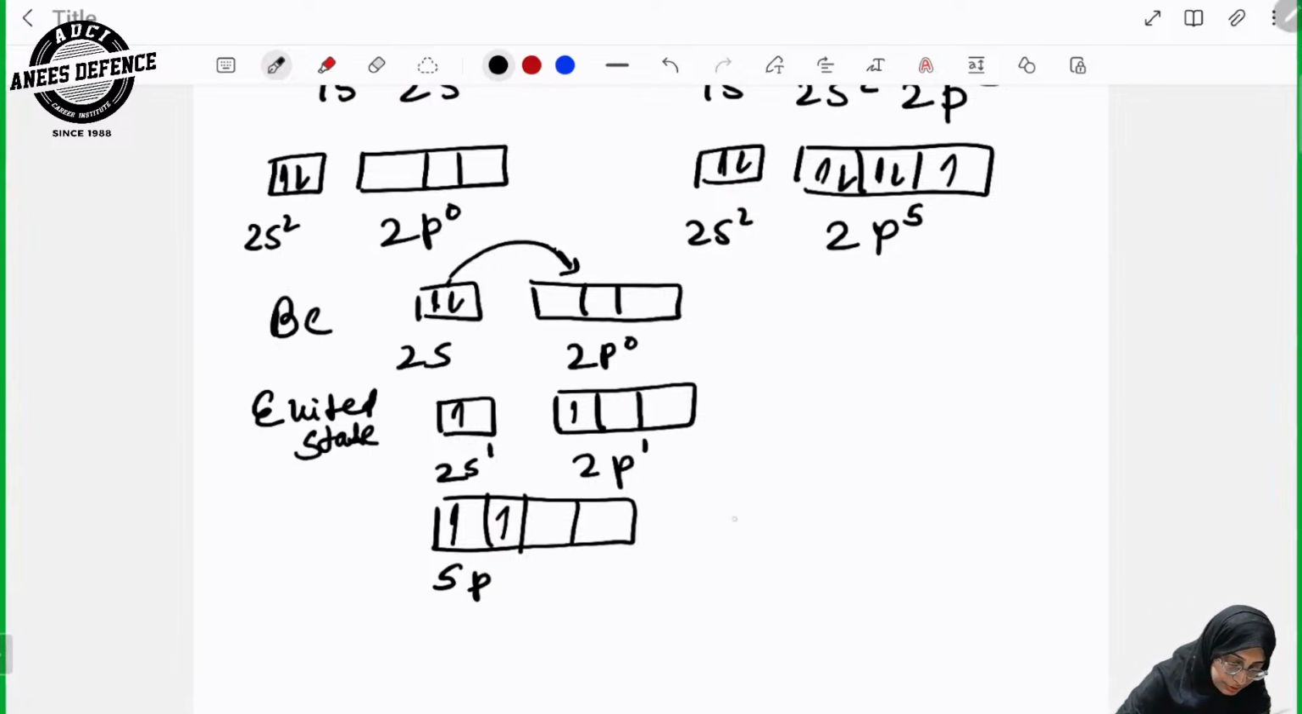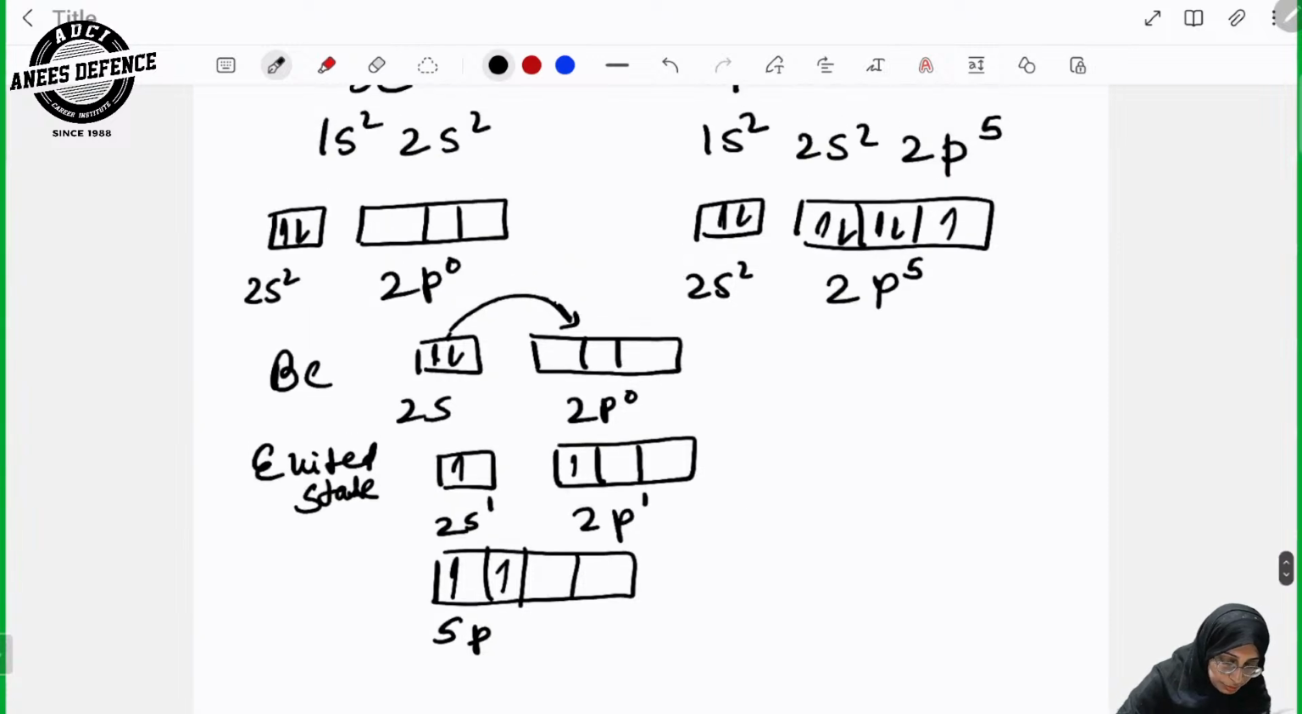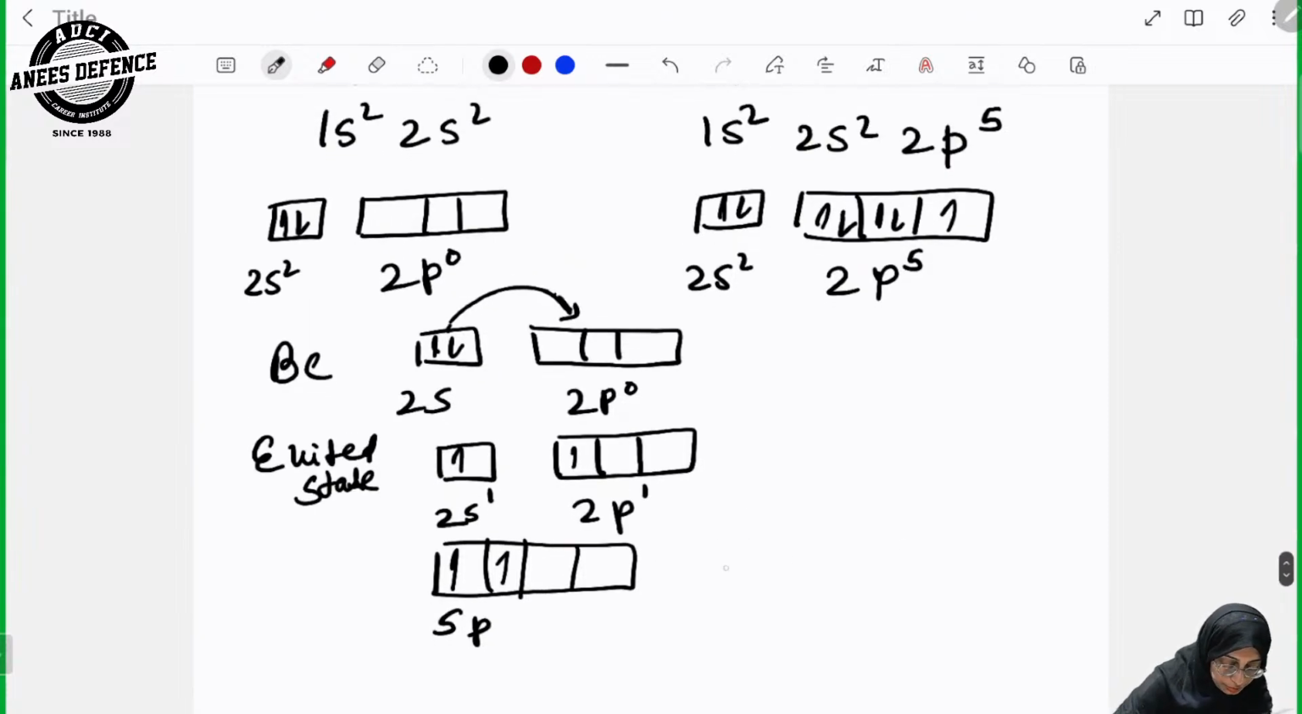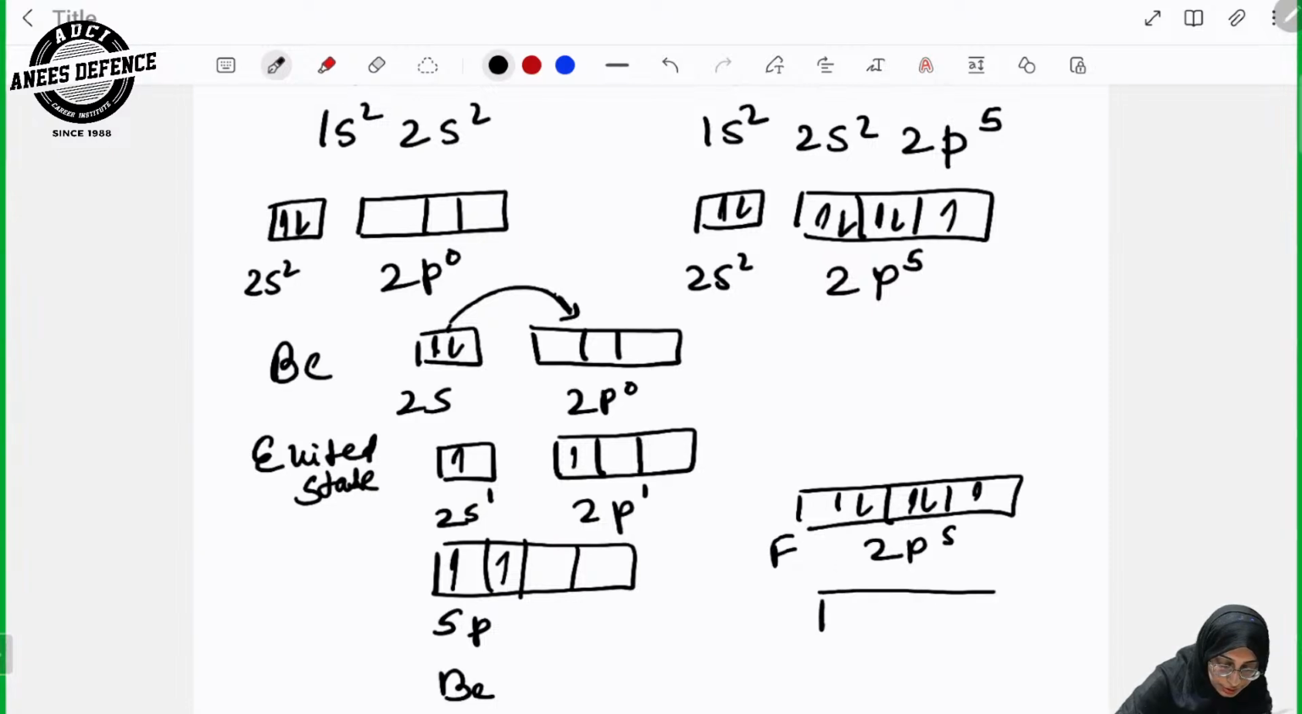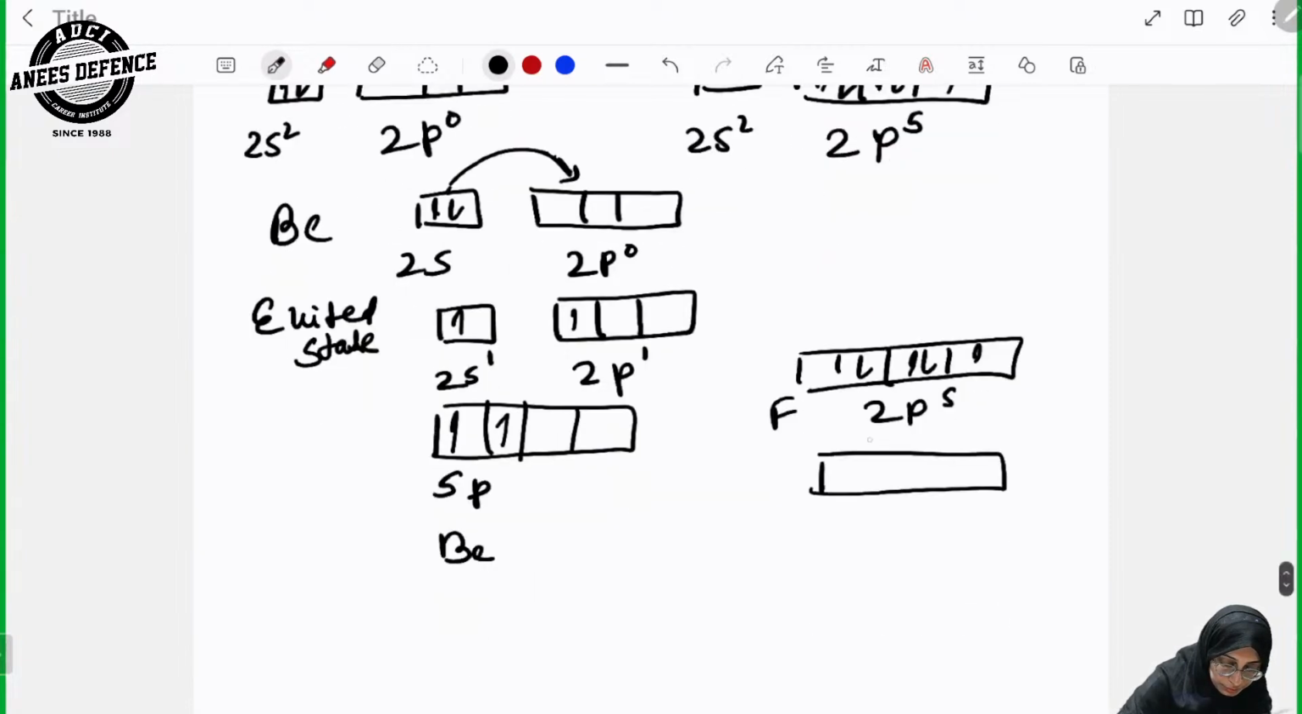Now it can make bond with the two fluorine atoms. Okay, sp, this is beryllium, and we have two fluorine atoms, one fluorine and the other fluorine. Okay, this is one and this is the other.